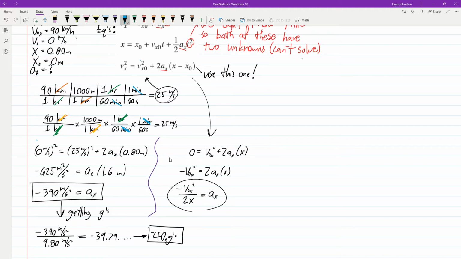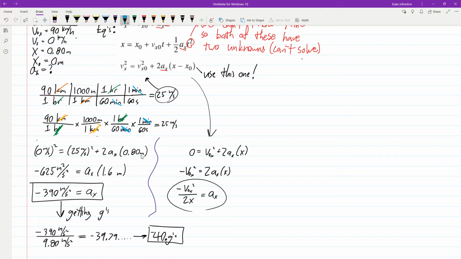So in the end, we end up getting that the acceleration is like 390 meters per second squared, and it's negative. And it's negative because they're slowing down. They're going from pretty quick, like 40 or so miles per hour, to nothing very quickly, right? They're traveling less than a meter and they're going to a stop.